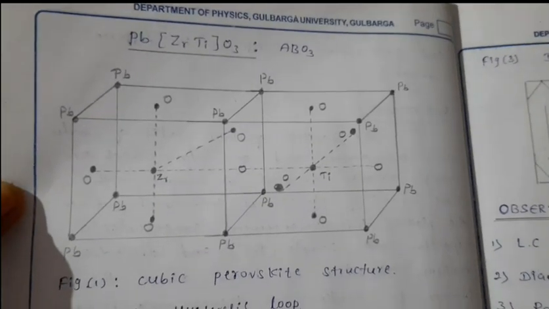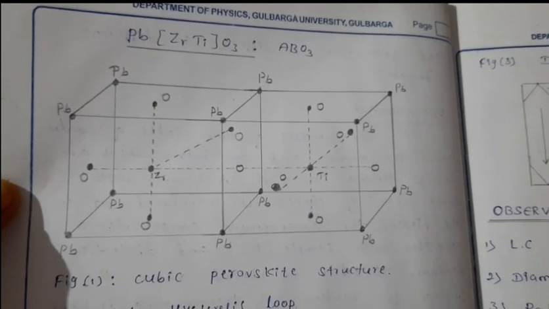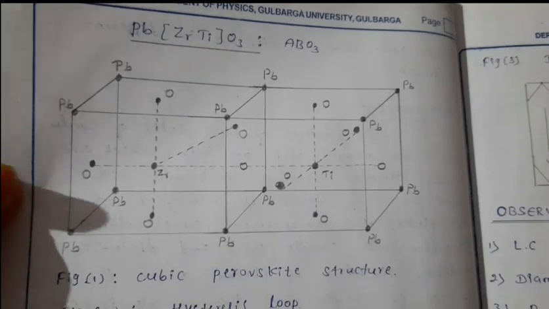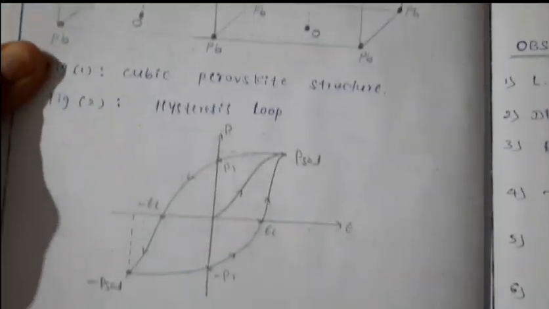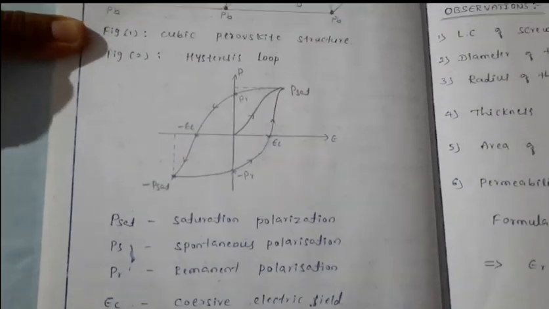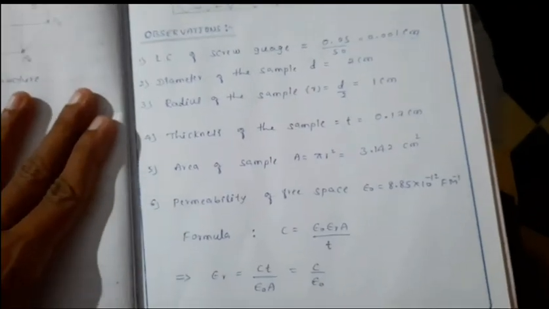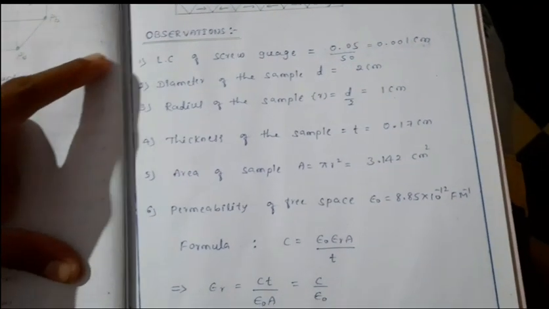So this is the cubic perovskite structure of PZT, lead zirconium titanium oxide. The hysteresis curve for this material, we can see the domains. Before starting the experiment, we should write the observations here.